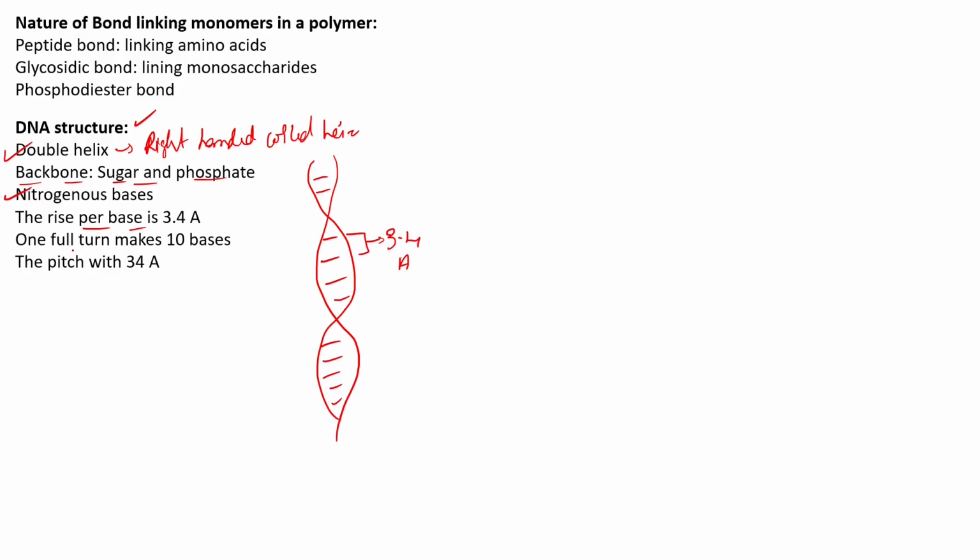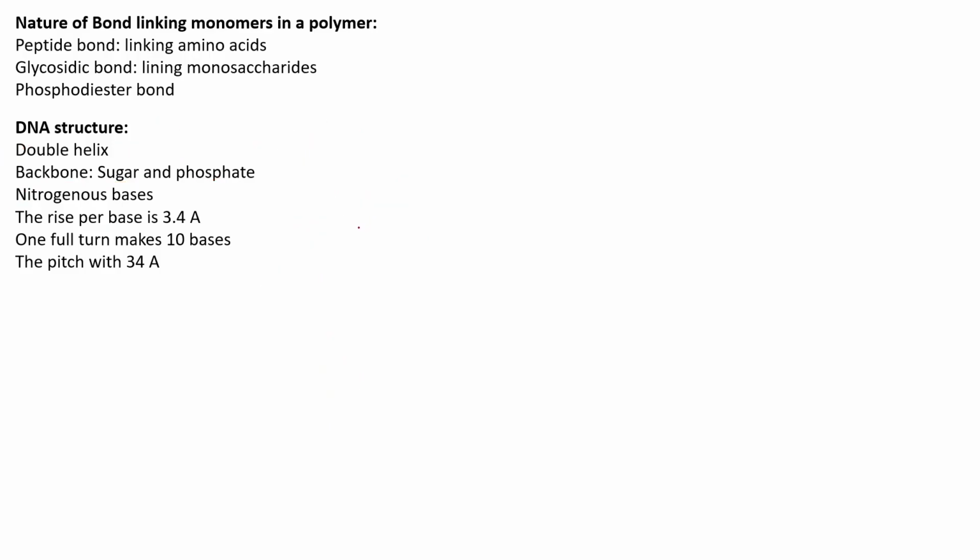And finally, the last one we are having is the one full turn from here to here. You see that it is made up of 10 base pairs, right? And one pitch, that is from here to here. Okay, this is called one pitch, and this one pitch is around 34 angstroms. So this is mainly about some of the salient features of the DNA structure. So now we can look into a few questions, and we can start our discussion on that.